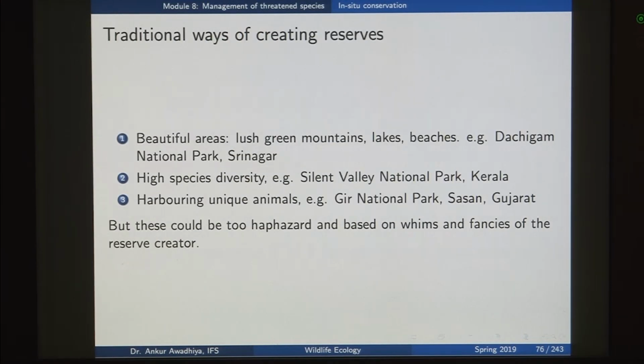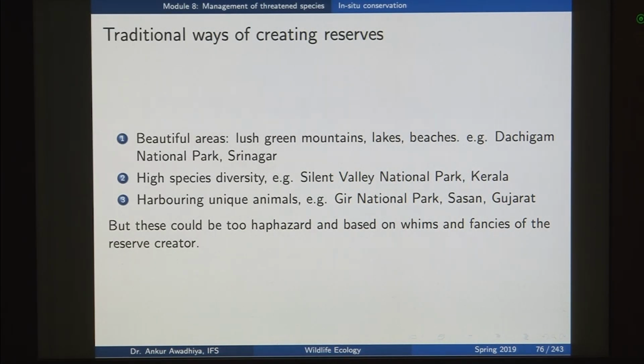Traditionally, reserves have been created in areas that are beautiful areas, areas that have lush green mountains, lakes, beaches. For example, the Dachigam National Park in Srinagar is a very beautiful area. Earlier, when kings wanted to make a reserve, they would choose a very beautiful, serene environment and create a reserve. Or we could create reserves in those areas that have a high species diversity.